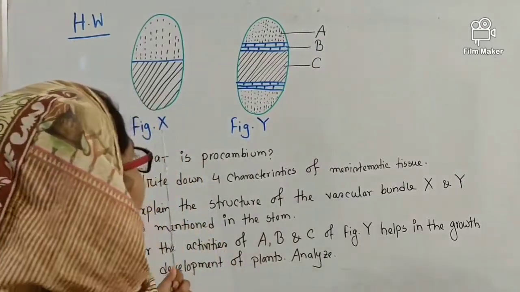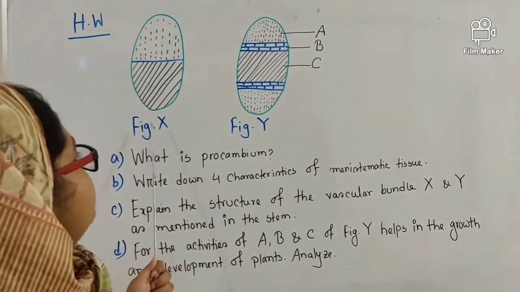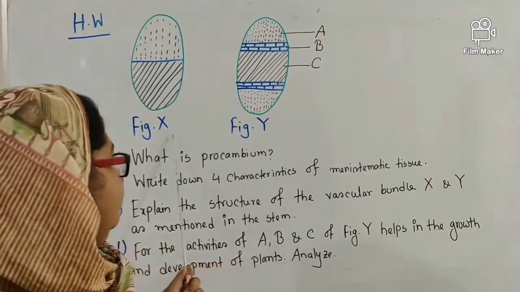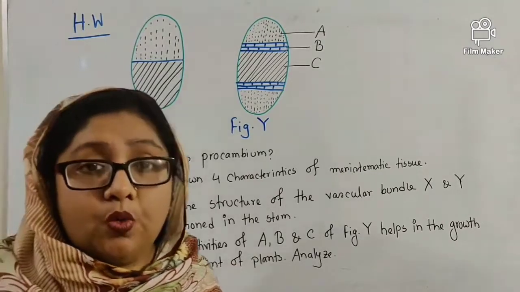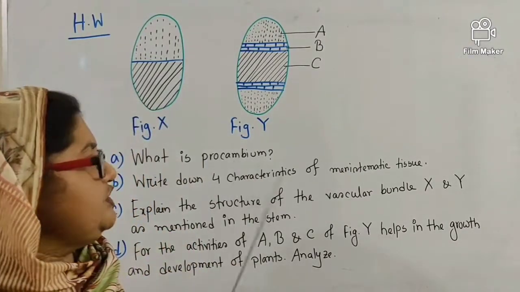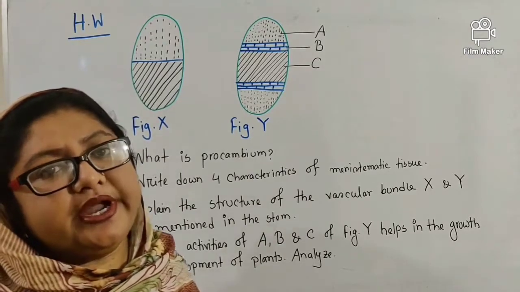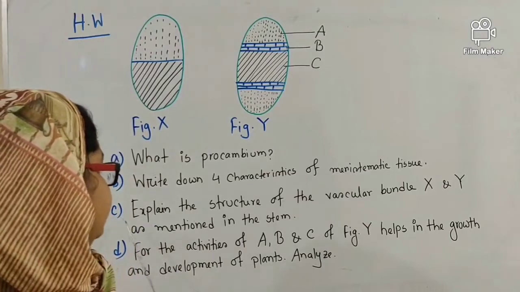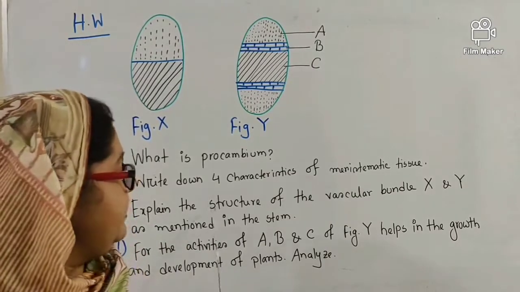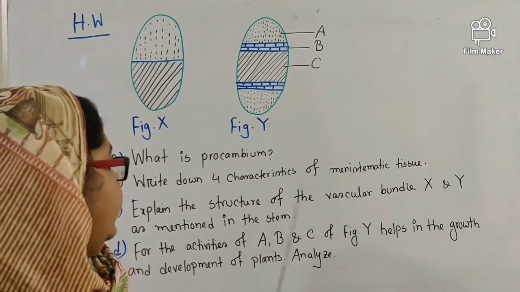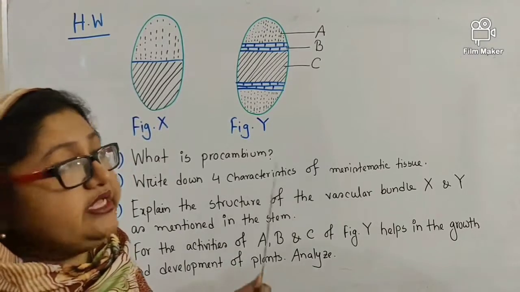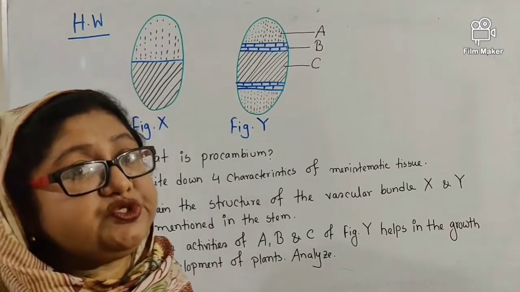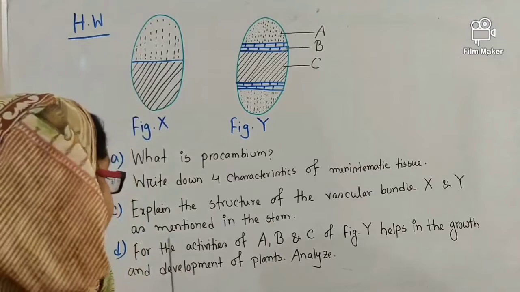Here is a homework for you. In this homework, you can see that there are two diagrams. One is indicated by X and another one is indicated by Y. The first question is, what is procambium? Write. Second question, write down 4 characteristics of meristematic tissue. And in number C, that is the applied question, explain the structure of the vascular bundles X and Y as mentioned in the stem. You can see in the stem there are 2 diagrams indicated by X and Y. You have to explain the structure of X and Y.